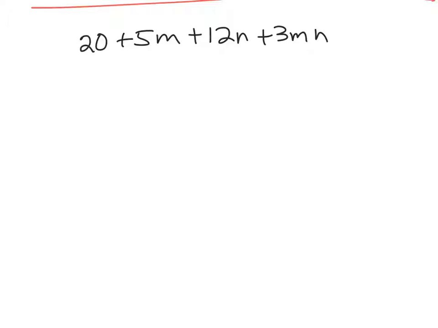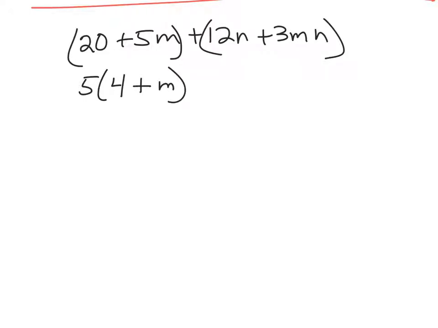So then, how many terms does it have? It's got 4, so we know that that's a grouping problem. So out of 20 and plus 5m, what are you thinking there? What can you factor out of 20 and 5m? Let's take a 5 out. 20 divided by 5 is 4. 5m divided by 5 is m.